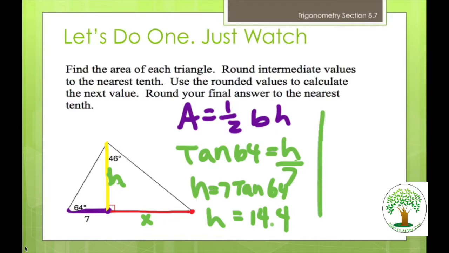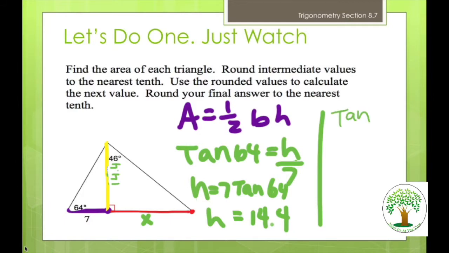How are we going to find, now that we know that this over here is 14.4, the red or the X? Is it tangent again? Yes, because it's the opposite and adjacent. Okay, so it's tangent again.